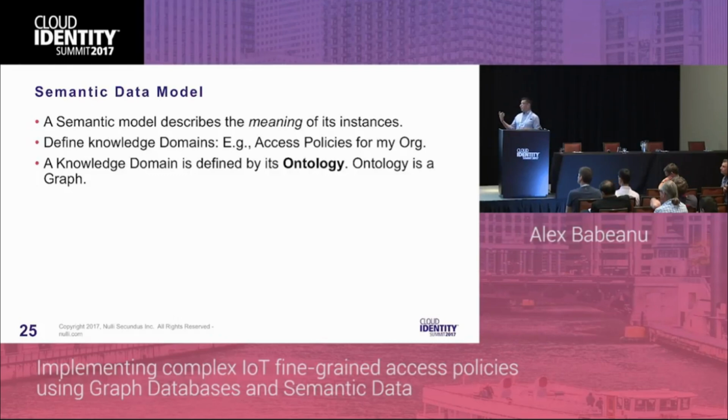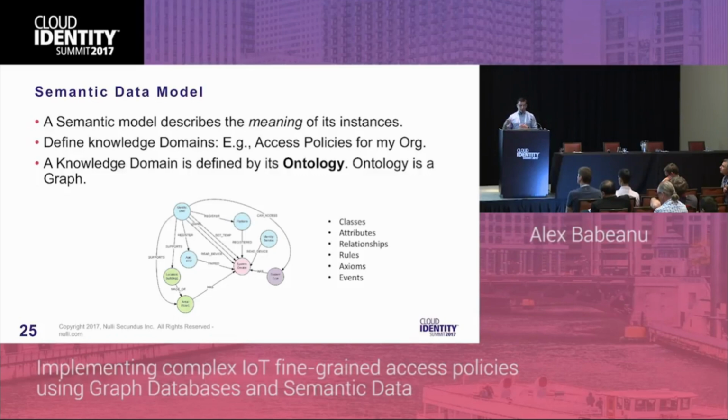When you have a graph like that, it describes the classes of your domain of knowledge, the attributes, the relationships between them, the rules, the axioms, the events of your domain of knowledge. So in essence, this is the ontology of your domain of knowledge. And you get this once you've got your graph. You don't have anything else to do, so it's up to you to use it or not.